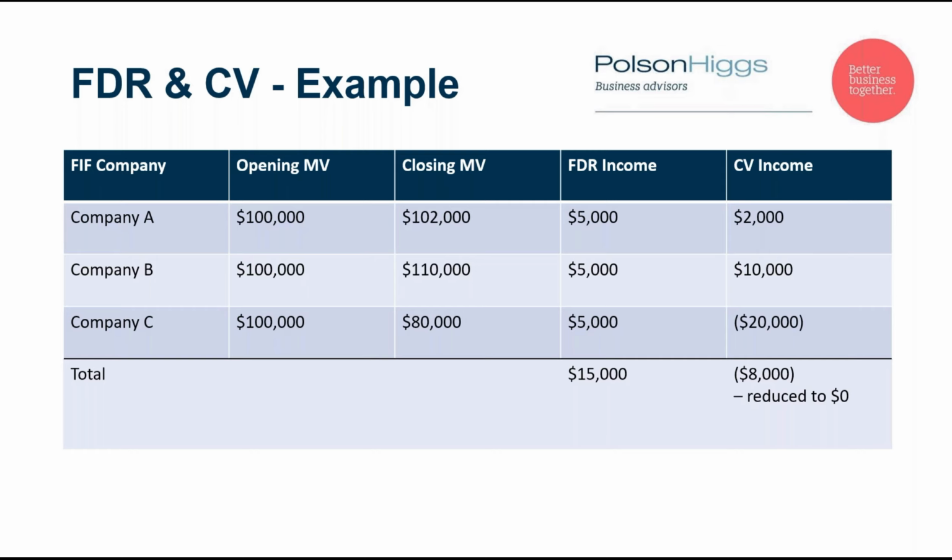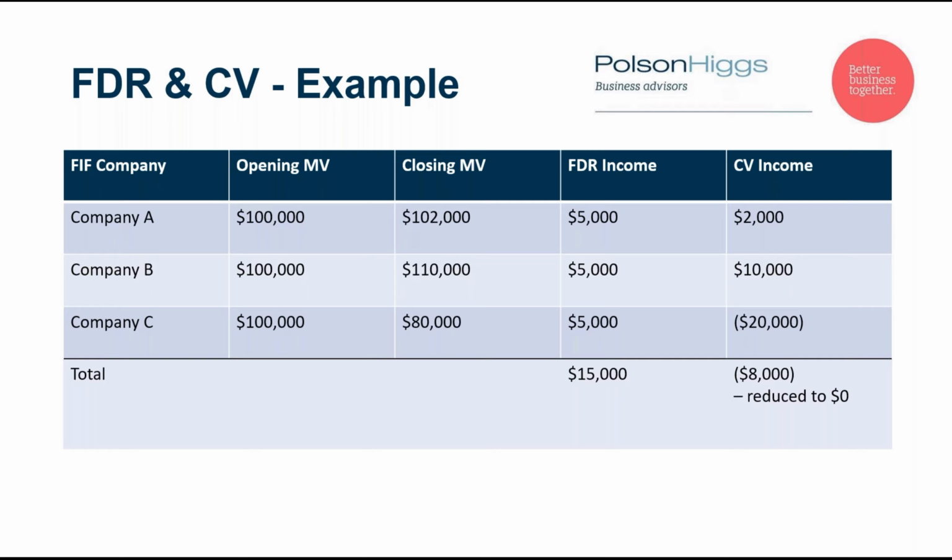The gain it had, CV for B, 10,000, and a 20,000 loss for Company C. So my total CV income for the year is a loss of 8,000. Because it's an electable CV calculation, that's reduced to zero. So effectively, I'm comparing $0 and 15,000. CV is still the better answer for me. I put $0 in my tax return. Don't pay any tax for that year.